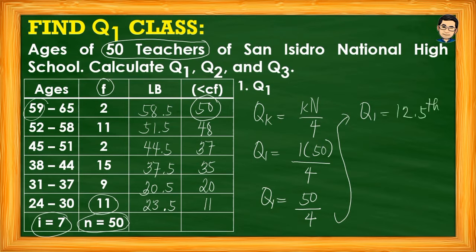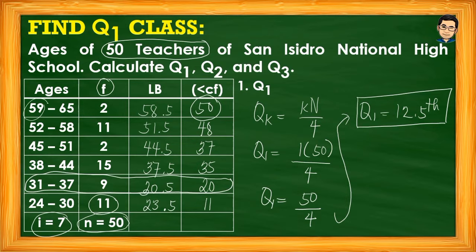So, ibig sabihin, ang Q sub 1 class natin, ang position niya is 12.5. So, kung i-trace natin kung nasaan yung 12.5 class na yon, nandito po siya sa 31 to 37. So, paano natin nalaman na nandun ang 12.5? Okay, so magbe-base po kasi tayo sa cumulative frequency.